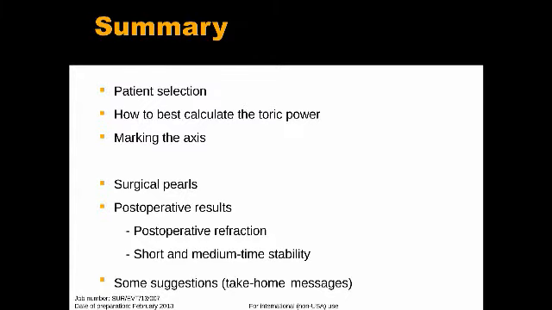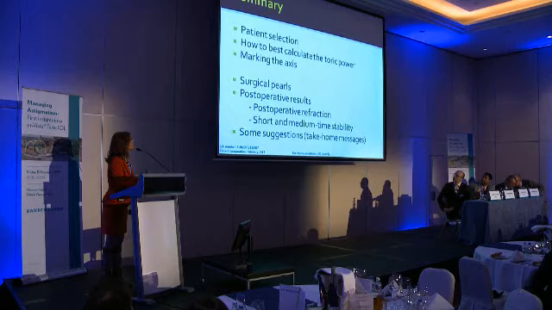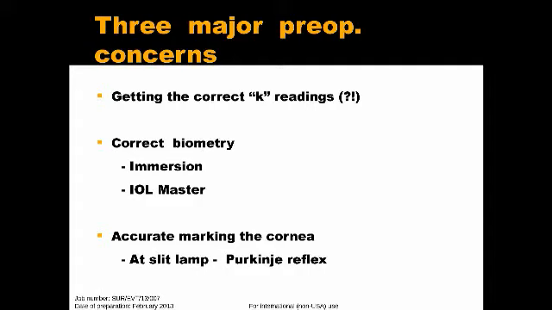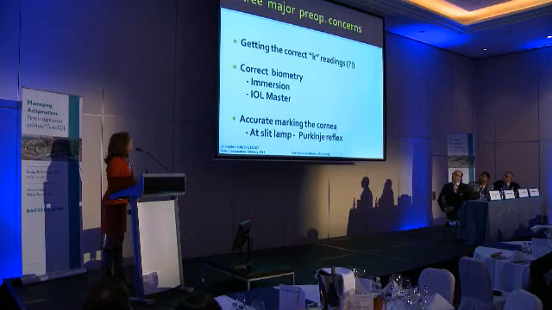The 3 lines pointed here in the summary have been so nicely discussed by the previous speakers, so I'm going to focus myself on the 3 remaining points: surgical pearls, post-operative results, and some suggestions or maybe take-home messages. Dealing with premium IOLs and with toric IOLs means that the surgeon has to take some extra care, and that means some pre-operative concerns and some intraoperative concerns.